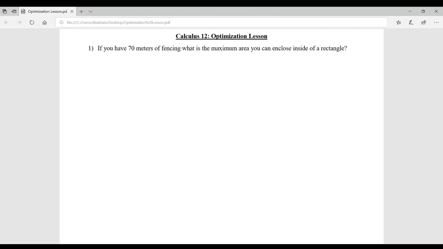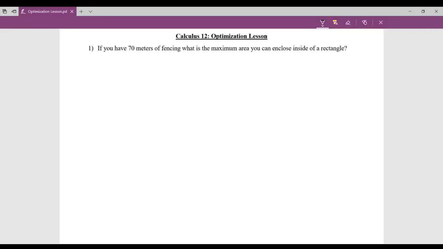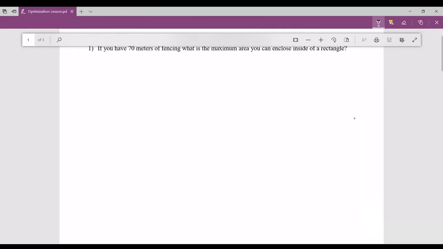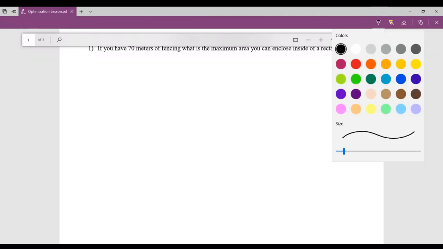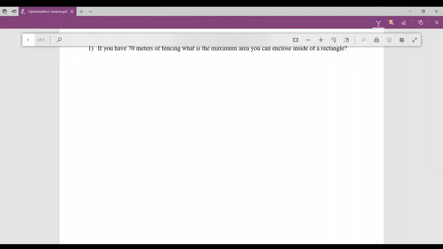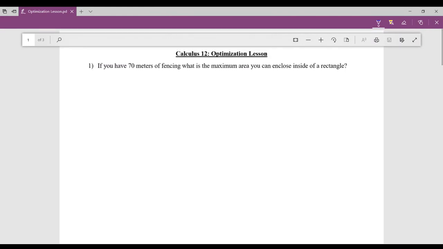Okay, everybody, this is optimizations, the last lesson in this unit. And it's everybody's favorite word problems. So there are three types that we're going to look at here. The first one is basically a grade 11 problem.